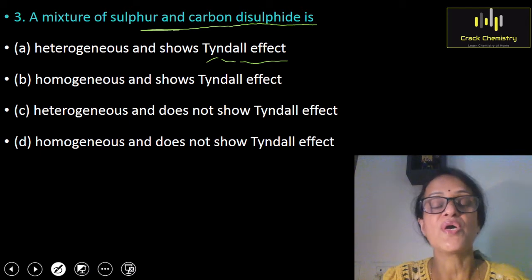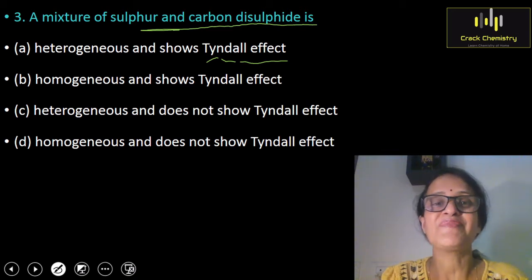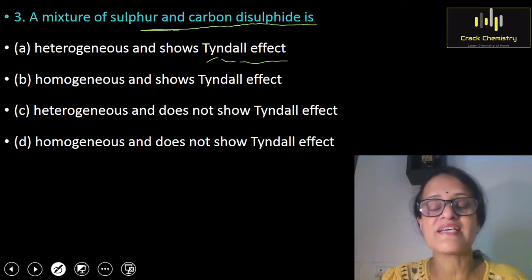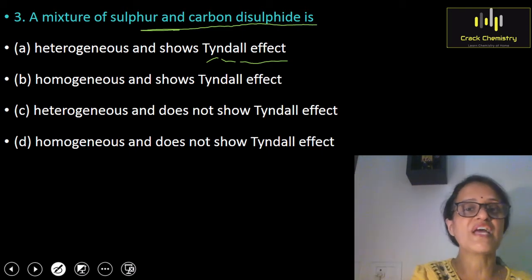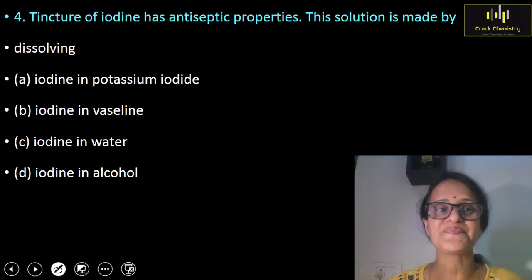True solutions, whose particle size is less than 1 nanometer, don't show this effect. They don't show this effect because the particles are too small to scatter the beam of light. And the suspension where the particle size is more than 1000 nanometer also doesn't show this effect because the particles are too big, they settle down. So your correct option is that a mixture of sulphur and carbon disulphide is heterogeneous and it shows Tyndall effect. I hope it is clear to you.